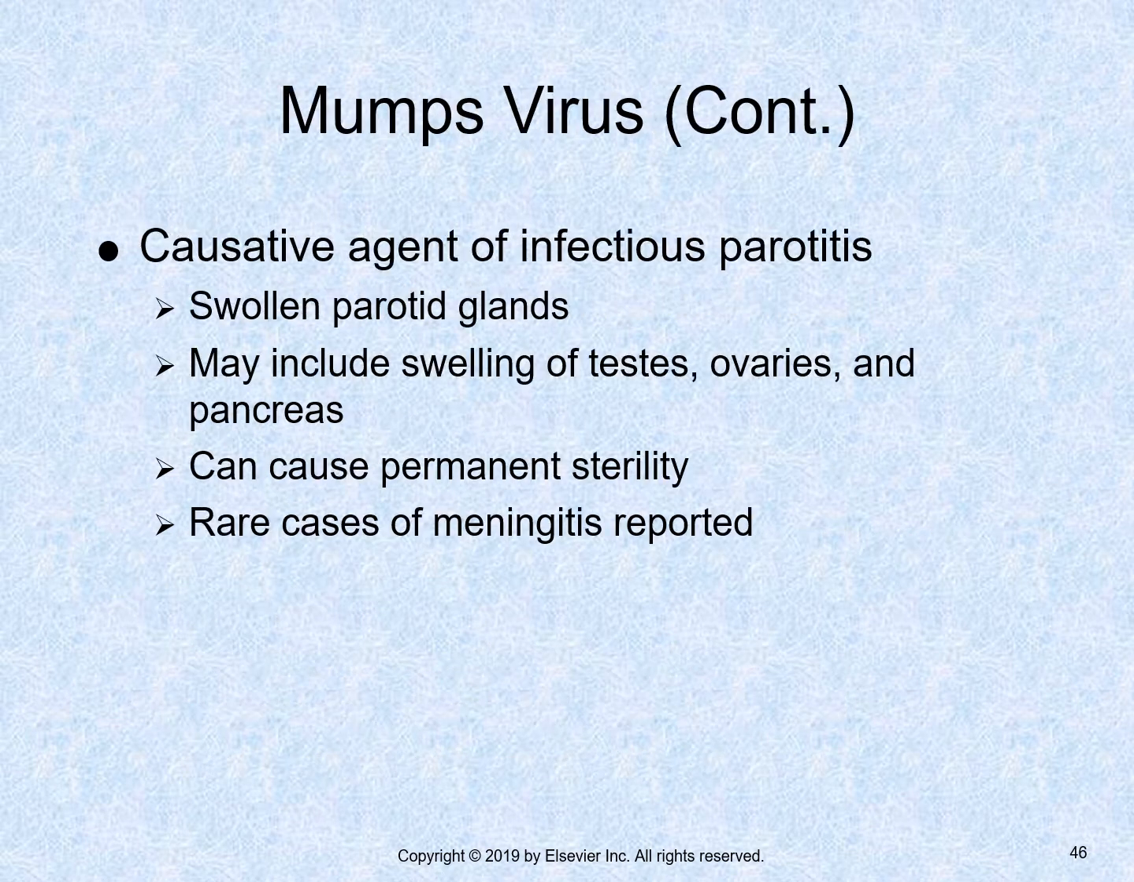The mumps virus is the causative agent of infectious parotitis. So symptoms of this infection include swollen parotid glands, and it also may include swelling of testes, ovaries, and pancreas. The mumps virus can cause permanent sterility, and there have been rare cases reported of meningitis.